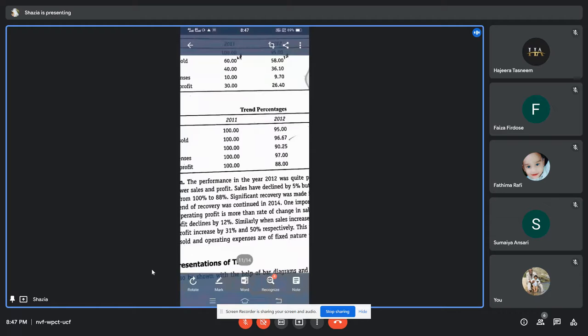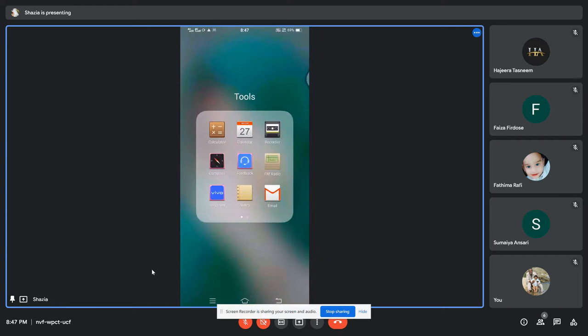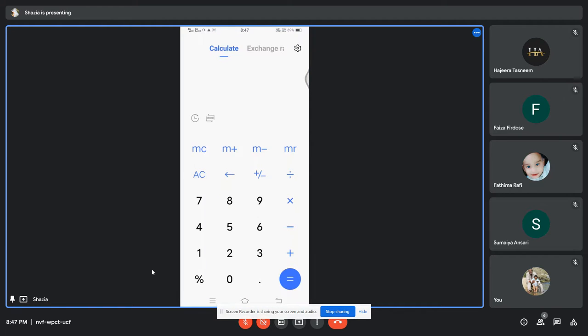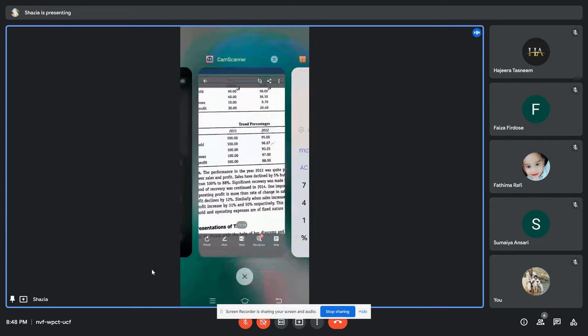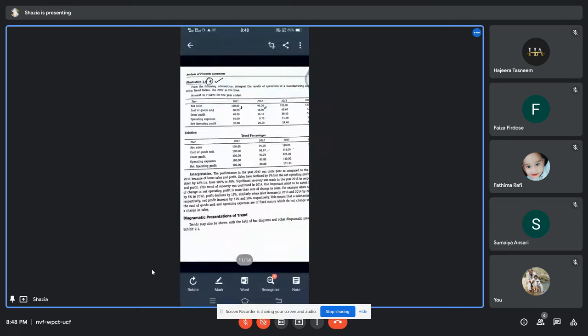Let me show you here. See here, 95 divided, that is the current year's amount, divided by 100, the base year. And the base year we are taking as 100 for all the items, into again 100. If you multiply, you are getting 95. So this 95 will be written here, 95%.